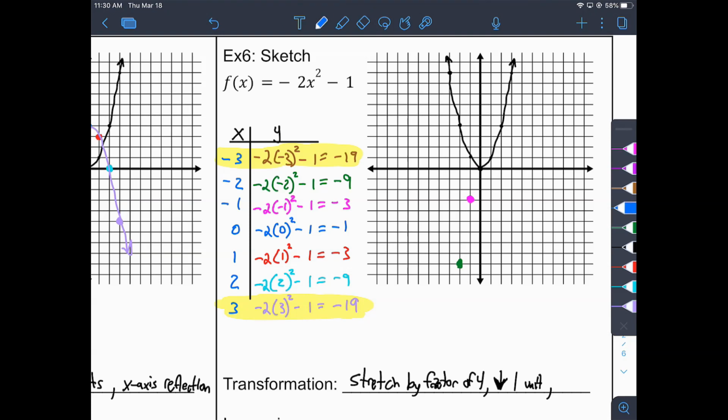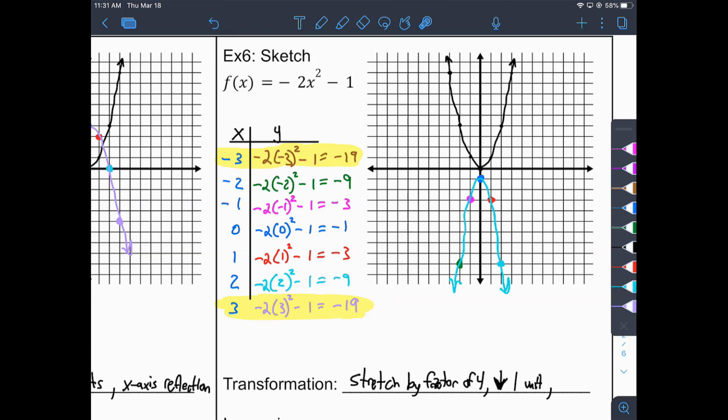After that, 0, -1, so it's right there. And then in red, it is forward 1 and down 3. And then in this, I don't know, teal color, I'm not sure what color this is, I go forward 2 and down to -9 again. So I end up this time with a graph that looks like that.